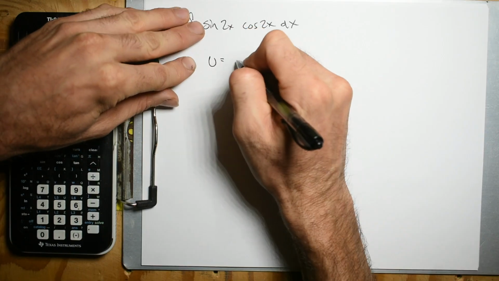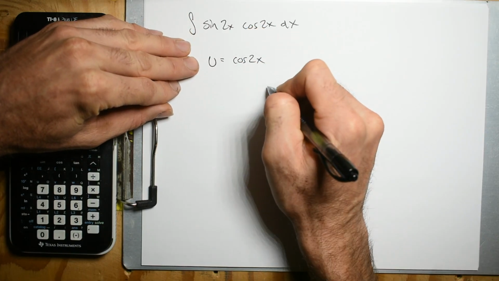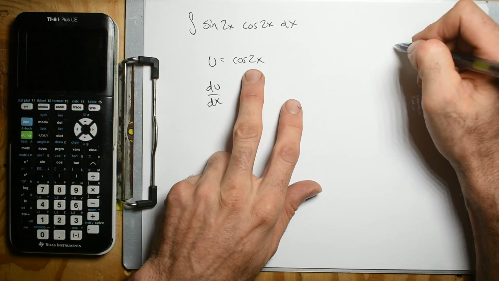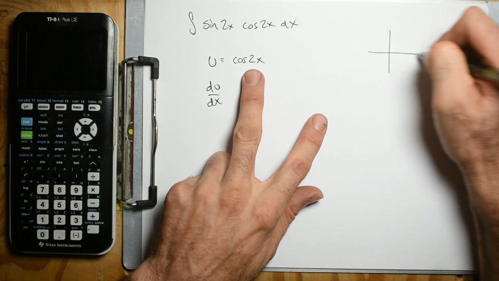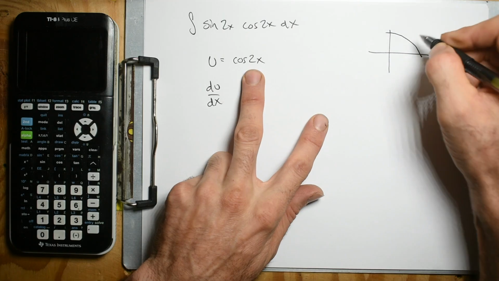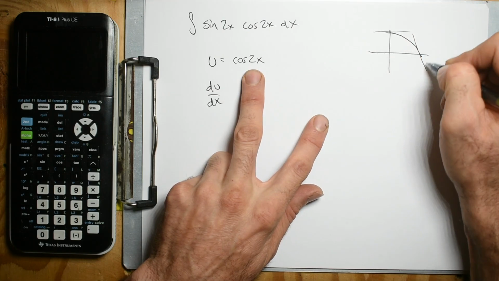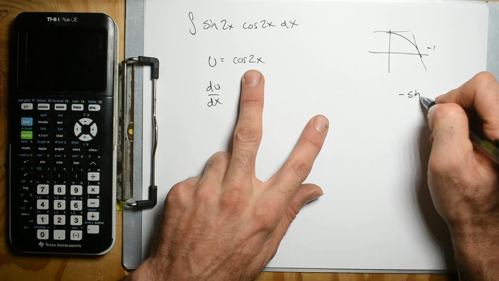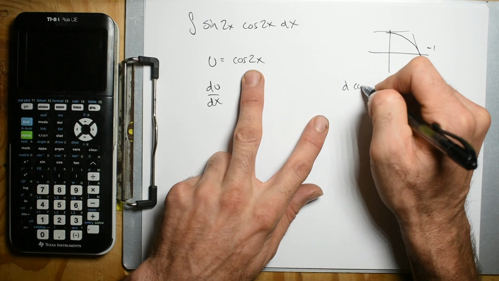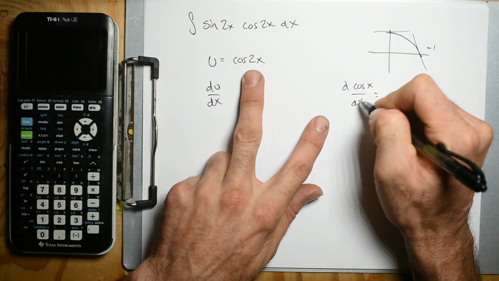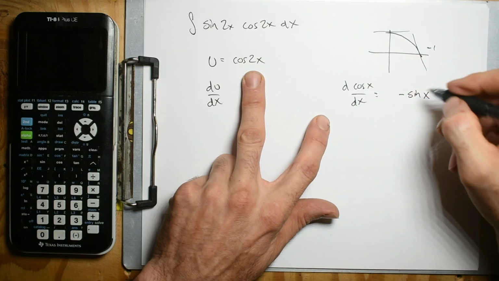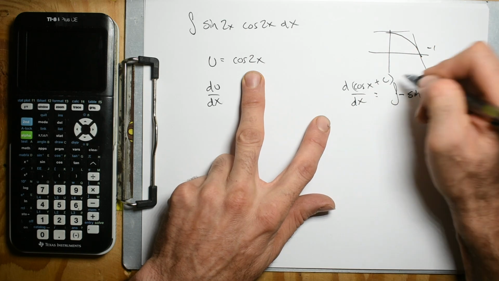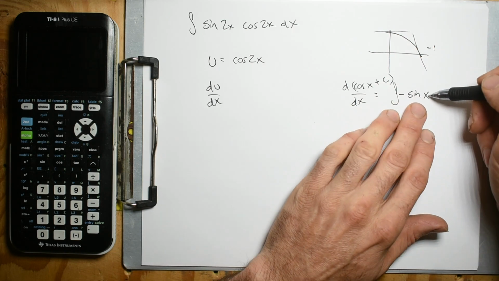So we're going to say u is cosine 2x, and then du dx. I don't know how to take the derivative directly. So if I have cosine, what does that look like? Cosine looks like this. The slope is 0, but on cosine the slope is -1. And so that's going to be negative sine x. So the derivative of cosine x dx is negative sine x. Therefore, if we integrate this dx, then that's going to be cosine. So there you go. The integration of negatives.